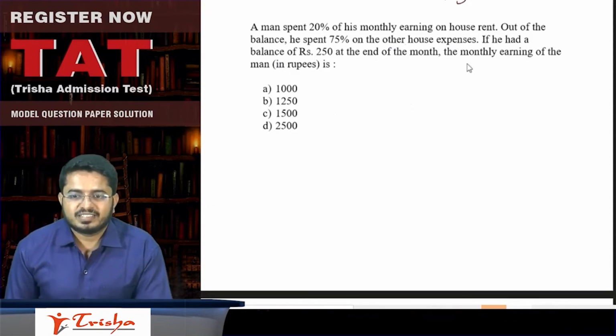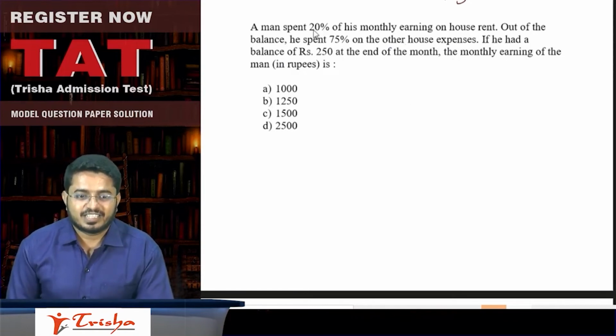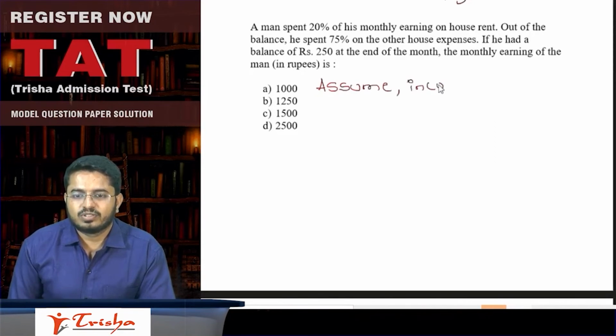So have we been given what is his total income? No. But they have given the expenditure in percentage part. So it is easy for us to assume that income is 100, correct? So let us assume income is equal to 100. Okay. Why have we taken 100? Because expenditure is given in percentage terms.